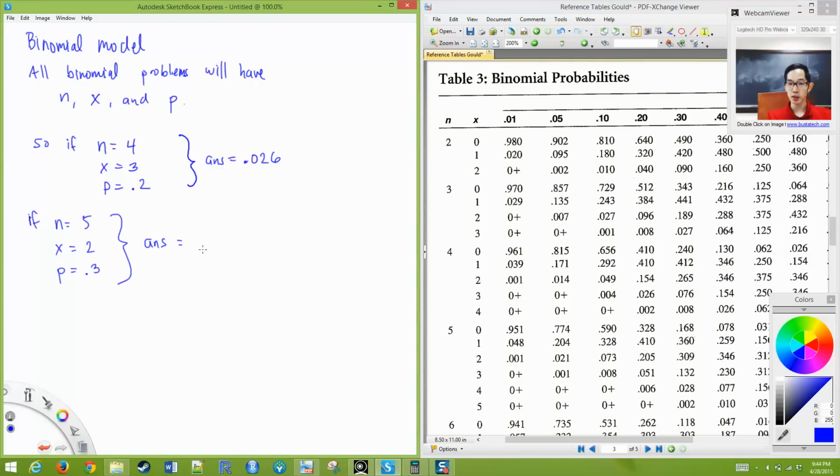Okay? So you have this table, and it's just a matter of determining n, x, and p. So the hardest part in the binomial problem is not figuring out what the answer is using the table. It's figuring out what n, x, and p are, and also deciding if you're even doing a binomial problem in the first place. So what does a binomial problem look like?